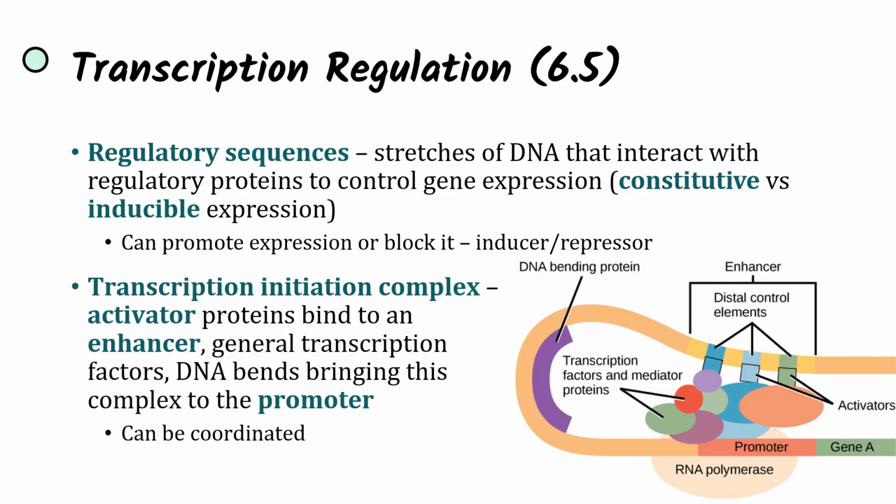And so we have a transcription initiation complex. And when an activator protein binds to an enhancer and general transcription factors are involved, the DNA is going to bend over, bringing this complex to the promoter, and that's going to promote the attachment of RNA polymerase to the promoter and starting gene transcription. So all of these transcription factors and activator proteins come and play together in order to regulate transcription. And transcription factors can control multiple genes at one time in order to coordinate an expression of genes.